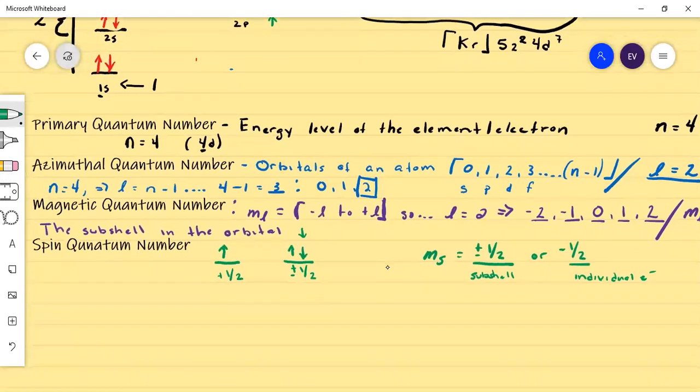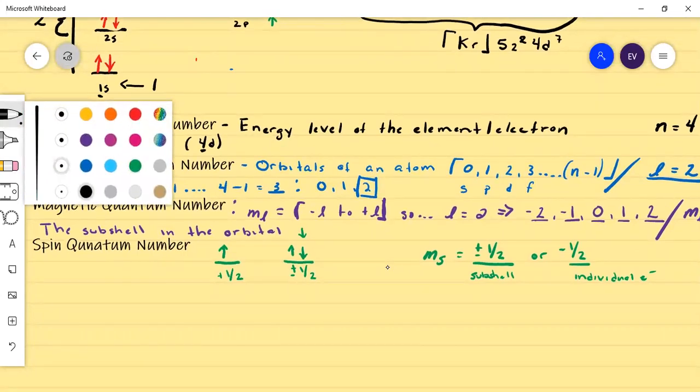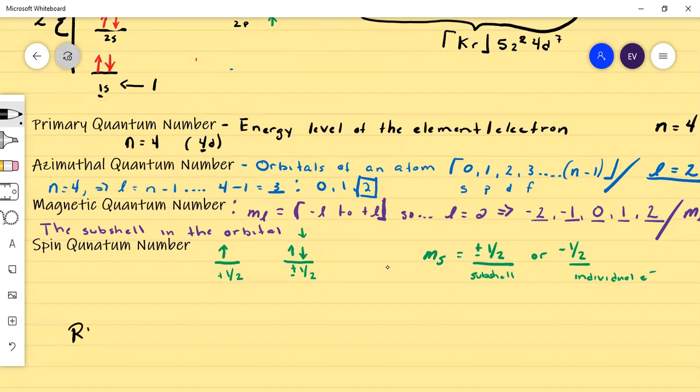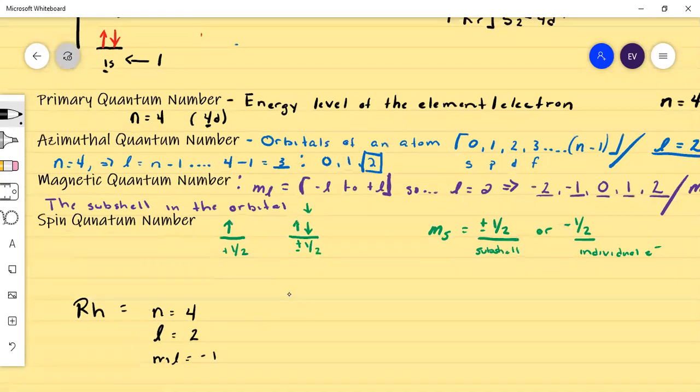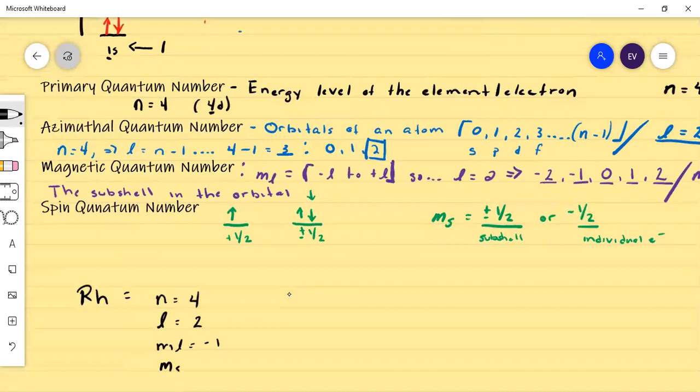So if I'm looking at the element rhodium, for example, then here will be my quantum numbers. N equals 4. L equals 2. M sub L equals -1. And my magnetic spin is equal to positive-negative 1/2 or just a negative 1/2, right? Okay, those are the quantum numbers.